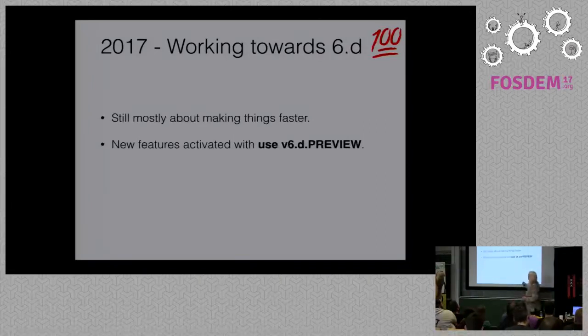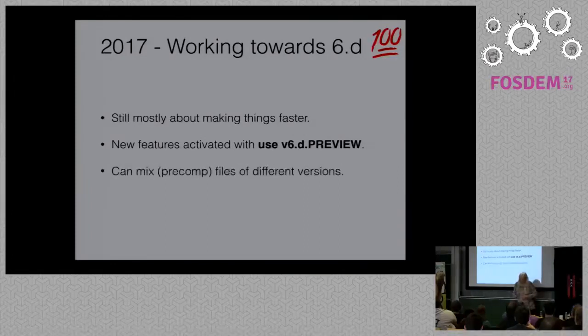We're actually going to add new features that you have to opt in to by saying use v6d. And before we have a v6d, we actually have a v6d preview. But you can mix pre-compiled files from 6C and 6D without any problem, because each compilation unit has its own level, and you can call code from different levels. So the version of the language depends on the compilation unit, and the pre-compilation doesn't depend on that.